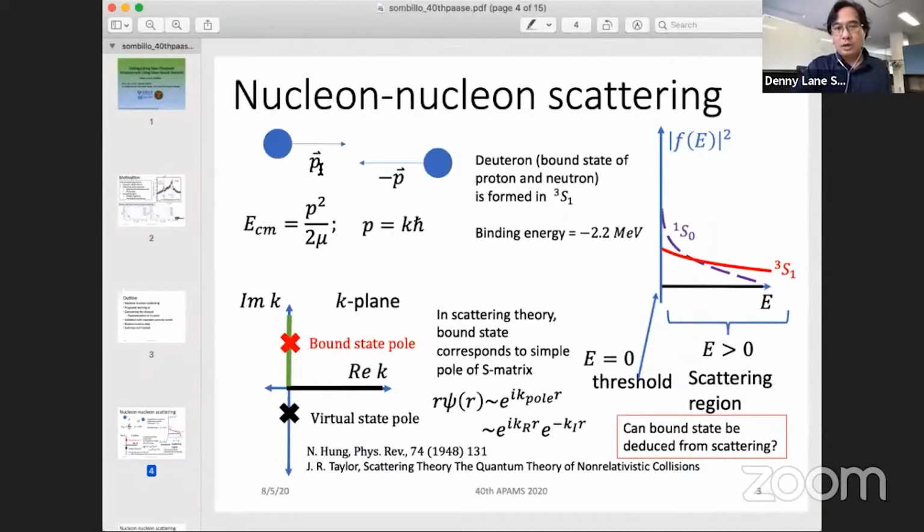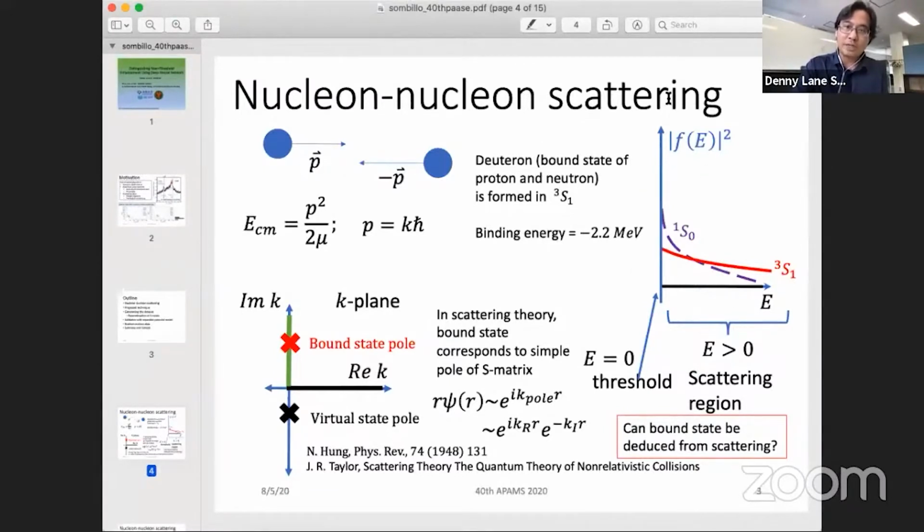Now, what we know about this neutron and proton is that they can form a bound state, which we call the deuteron. We know that this bound state exists, and in fact, we also know its binding energy to be negative 2.2 MeV. But in most cases, this bound state is not directly observed in scattering phenomena. So what we want to do is to map the existence of this state by looking at the scattering region.